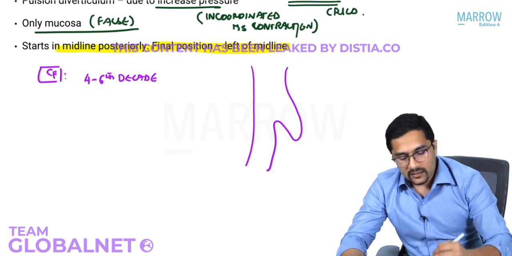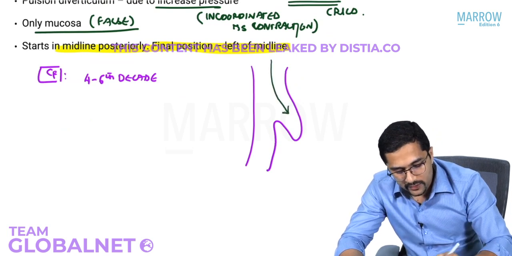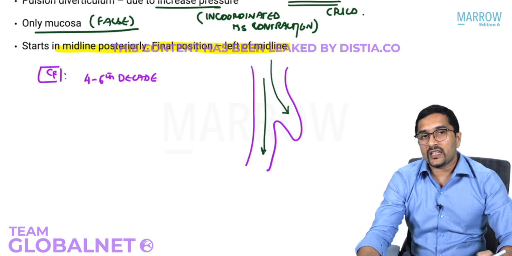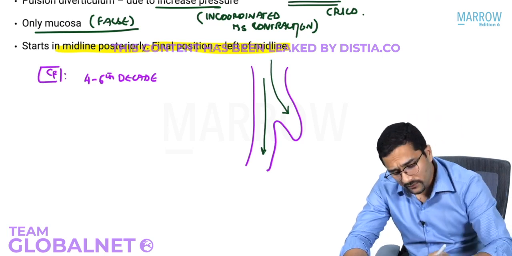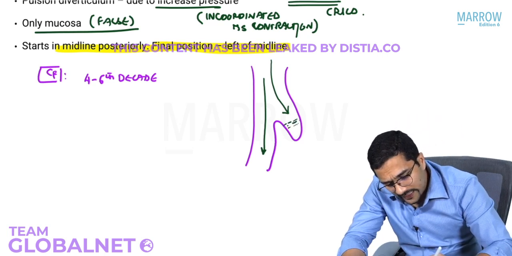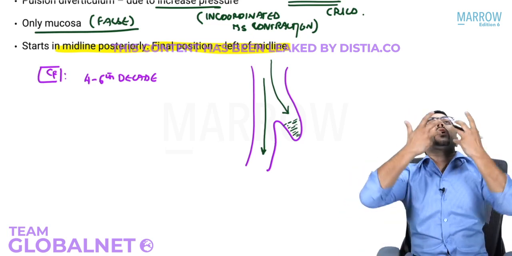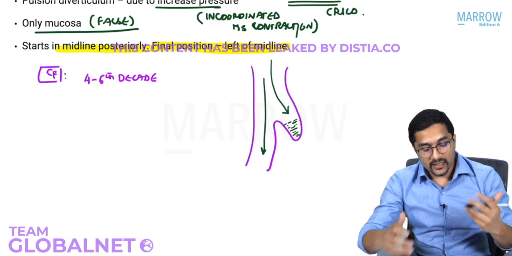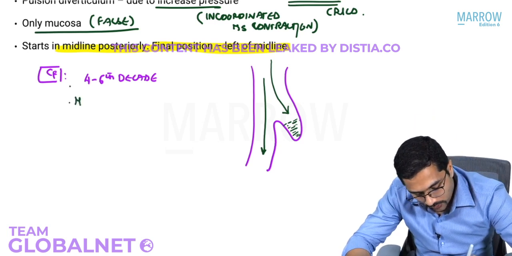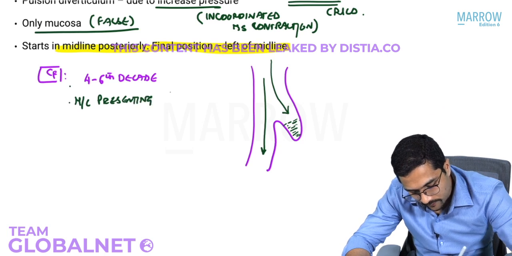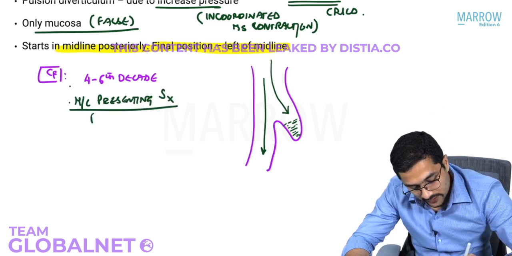So whatever the patient is eating, some of it is going into the diverticulum and some of it is going down into the esophagus. Now, this food which is collected in the diverticulum, when the patient lies down, will all come into the mouth. So that is called regurgitation. The most common presenting symptom of Zenker's diverticulum is regurgitation. Food is going to come back into the mouth.